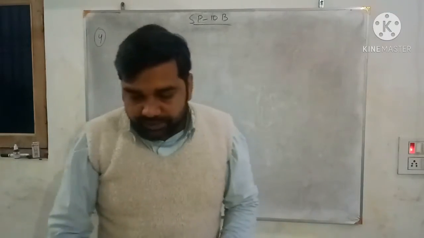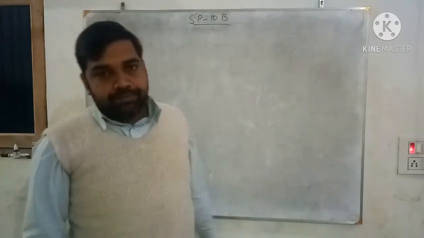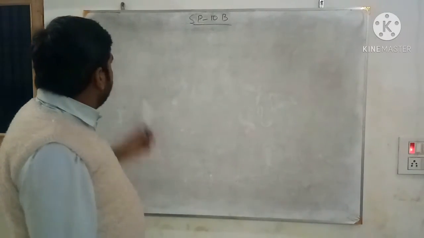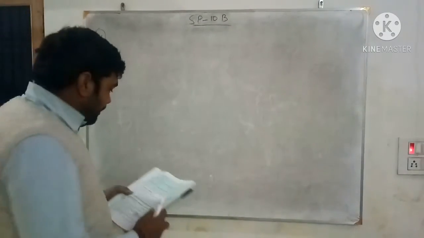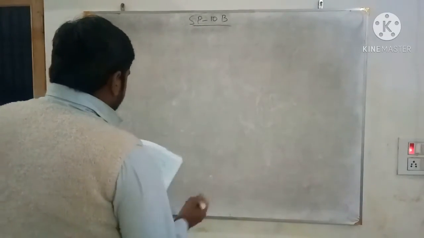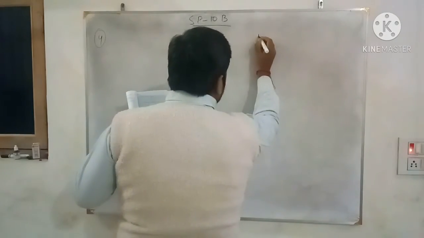Hello students, so today we will continue self practice 10b. In the last class we have solved till question number 3. Now today we will solve question number 4. Now see in this question there is a triangle ABC. This is the right angle triangle.